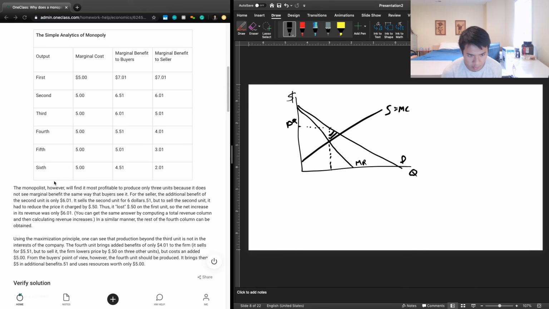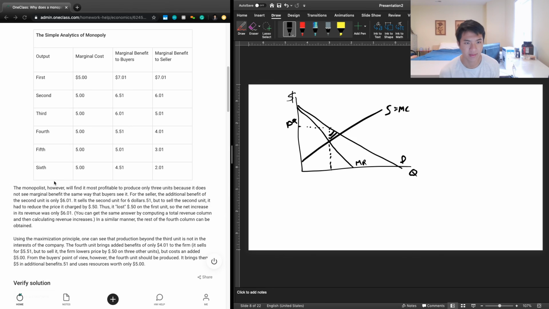The monopolist, however, will find it more profitable to produce only 3 units because it does not see marginal benefit the same way that buyers see it. For the seller, the additional benefit of the second unit is only 6. He sells the additional unit for $6.50, but to sell the second unit, it has to reduce the price it charges by 50 cents. Thus, it lost 50 cents on the first unit, so the net increase in its revenue was only $6. And so that is correct.